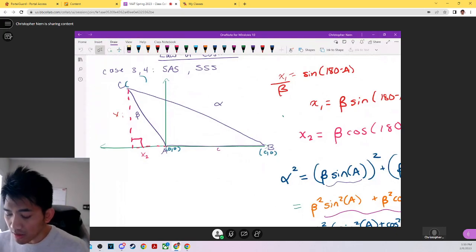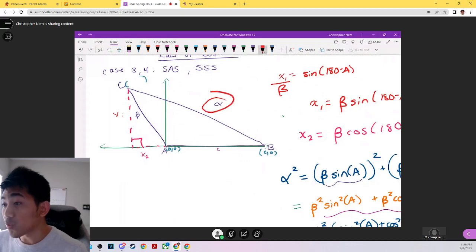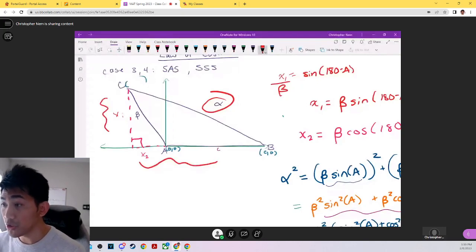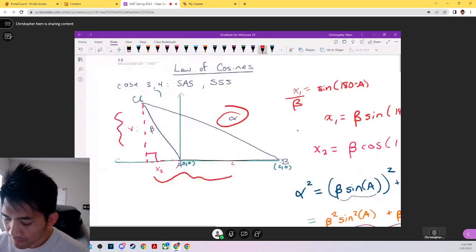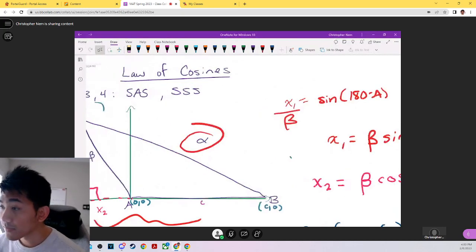If I wanted to solve for the length of alpha in particular, this is the right triangle. So I can do a squared plus b squared equals c squared. Or I can do this squared plus this squared, and that should give me alpha squared. Now I need to solve for x sub 1 and x sub 2. So let's do that. Well, sine of 180 degrees minus A equals x sub 1 over beta, because that's opposite over hypotenuse over here.